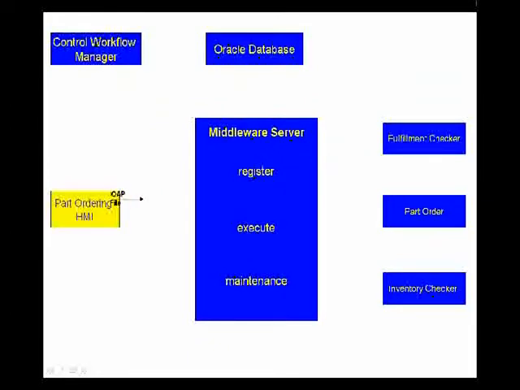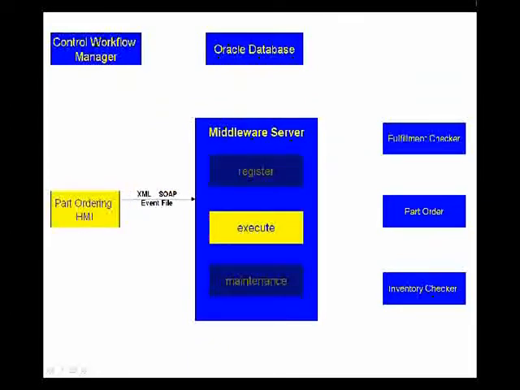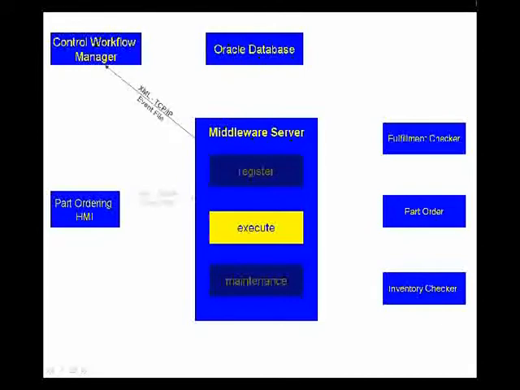After the order is placed from the HMI, the train specifications are sent to the middleware server as a SOAP attachment. After the middleware server validates the incoming file against the event file schema, it is relayed to the Control Workflow Manager via a TCP/IP connection.